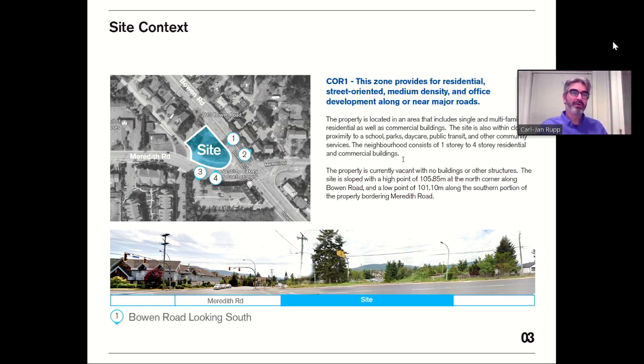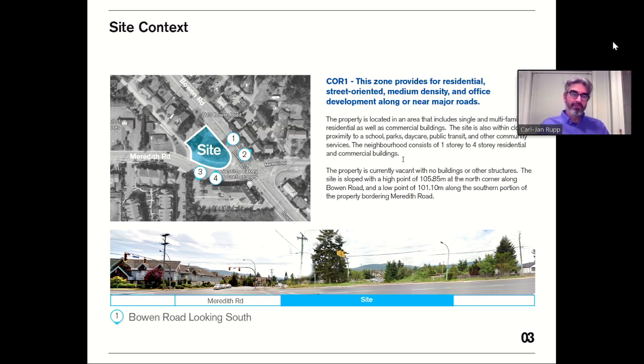So we talked about the Bowen Road Meredith Road intersection. It's an interesting situation in that there's certain anomalies in how Meredith Road winds around our site. So we have a very prominent corner position on our site.